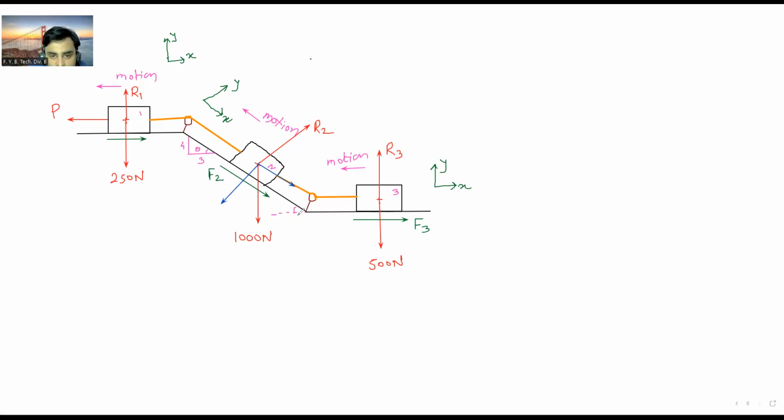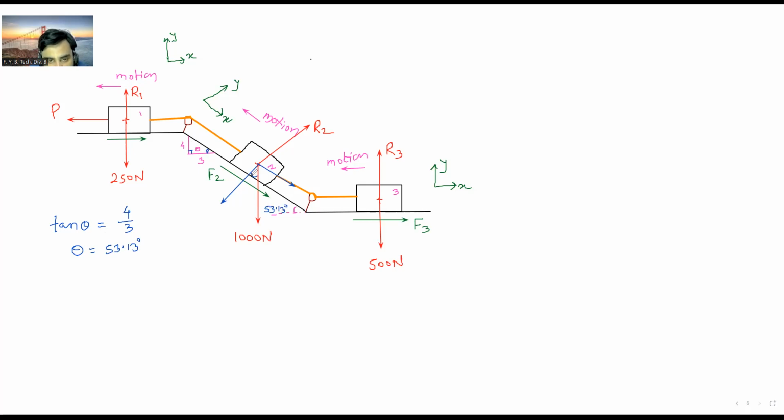So what is this angle? This angle we need to calculate. If I use tan of theta, this angle is theta. It is opposite side upon adjacent side. So tan of theta is equal to 4/3. So theta is equal to, what is the value? It is 53.13 degree. So this angle is 53.13 degree.